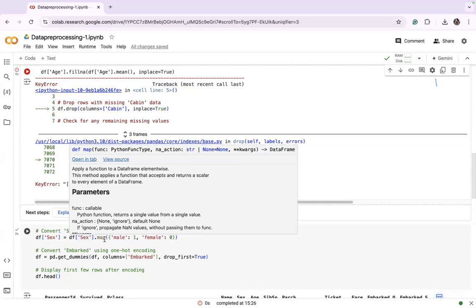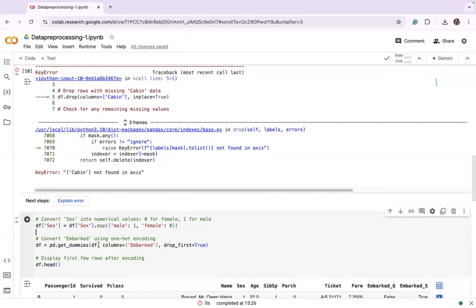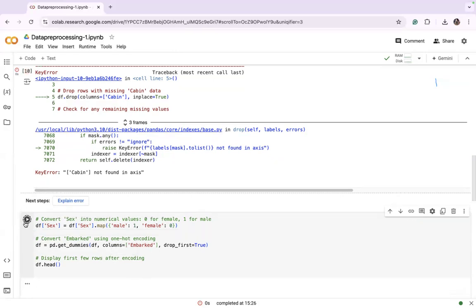Female to 0, male to 1. This is the kind of mapping. So we are using this map function, male to 1, female to 0, under the sex column. So that is one operation. Then after that, convert embark using one hot encoding. Okay, so we are doing that, and then after this, let's display it.